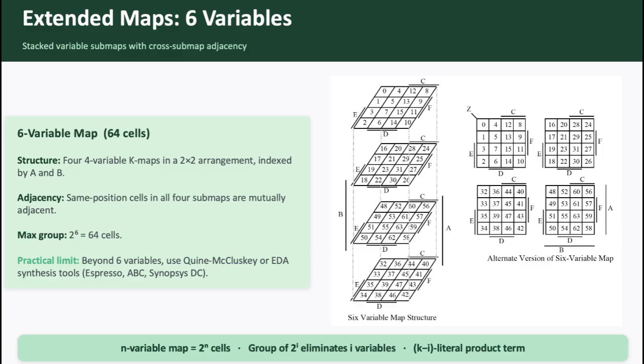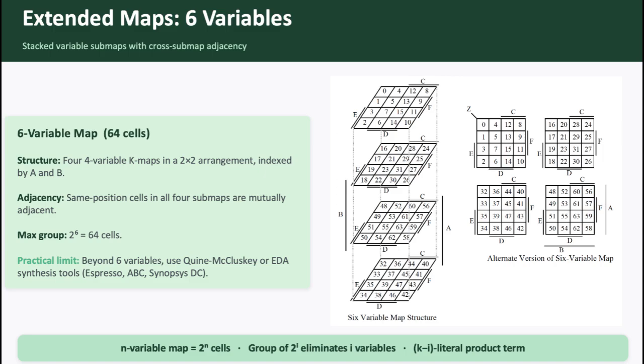Cross-submap adjacency now works in 2 dimensions. Cells at the same relative position in horizontally adjacent submaps differ only in B. Cells at the same position in vertically adjacent submaps differ only in A. And cells at the same position in diagonally opposite submaps can also be grouped. They form a 4-cell group spread across all 4 quadrants, differing only in A and B.